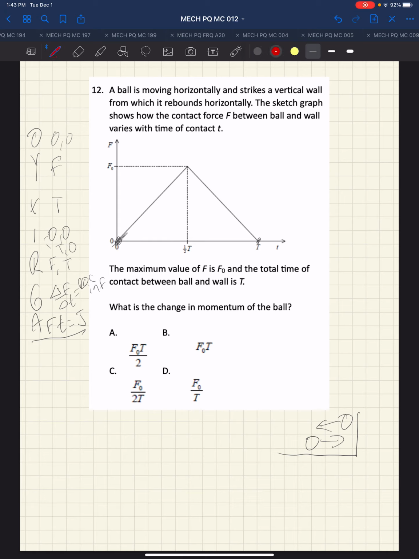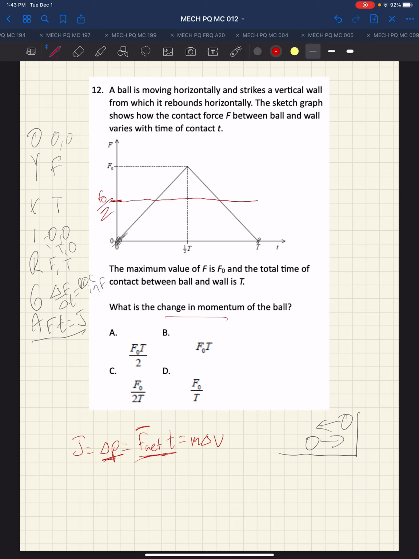Well, our four-way equivalence, impulse J is delta P equals F net T equals M delta V. So we are looking for the change in momentum, and the net force times the time is the change in momentum, and that is the average force. So to find the area under this graph, to find the impulse, we are looking at F0 over 2.